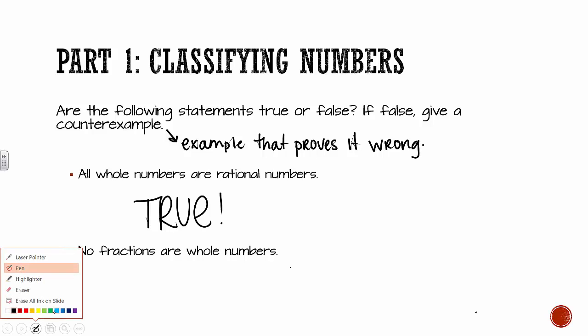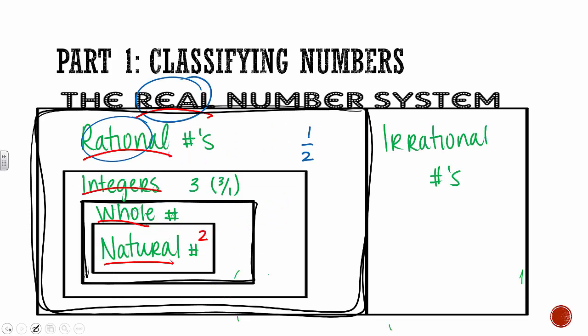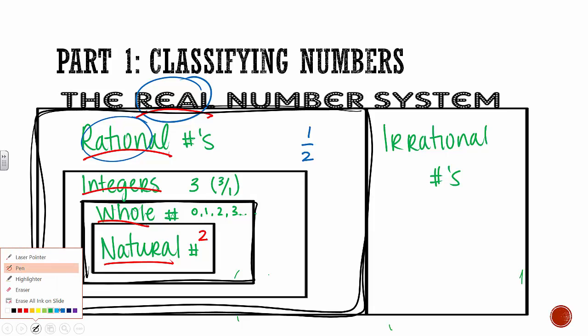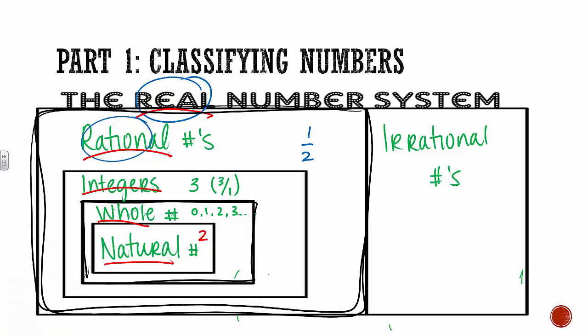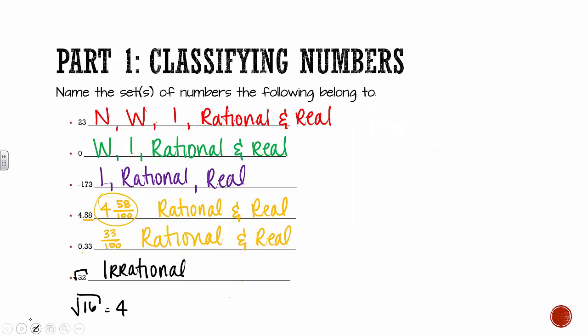Now the next one says no fractions are whole numbers. Let's go back to this. Whole numbers. Remember, these are our natural numbers, like our counting numbers, plus 0. So 0, 1, 2, 3, and so on. Do these contain any fractions? Well, at first you look at it and say, well, no, they're all whole numbers. But remember, whole numbers can be written as fractions. I could write that as like 1 over 1. Or even like 6 over 6 is still 1. So this is false.